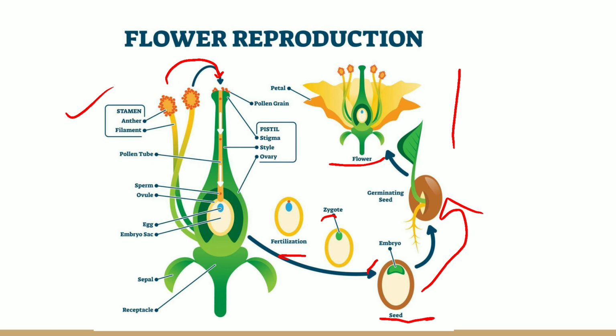So in this video, we have studied the structure of a typical flower. In the next video, we'll study the structure of the anther, how the male gametophyte develops, and what the structure of a pollen grain is.